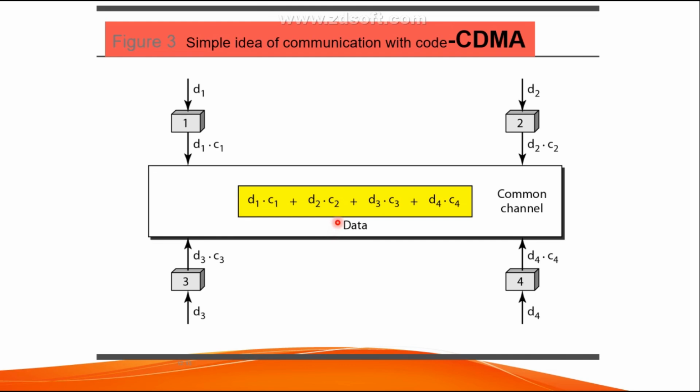We will see the example right now. Suppose stations 1 and 2 are talking to each other, and station 2 wants to hear what station 1 is transmitting. It is going to multiply the data on the channel by C1. It means this common data is multiplied by what? C1. Why C1? Because this station wants to listen to what station 1 is going to transmit.